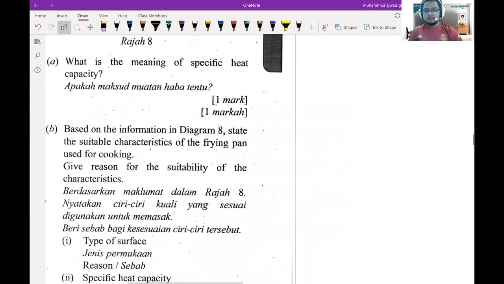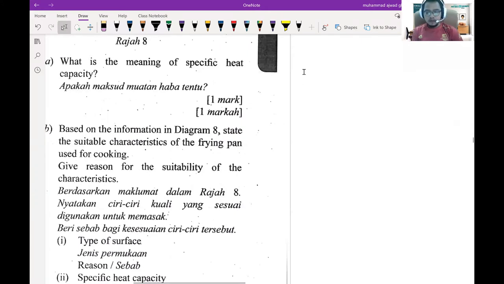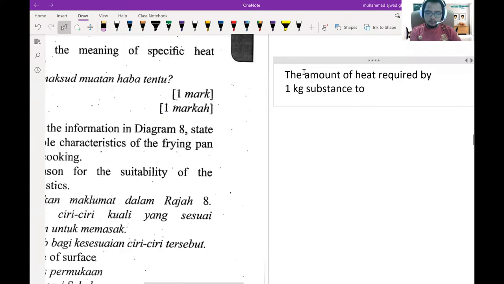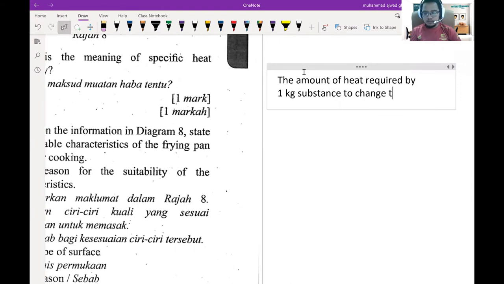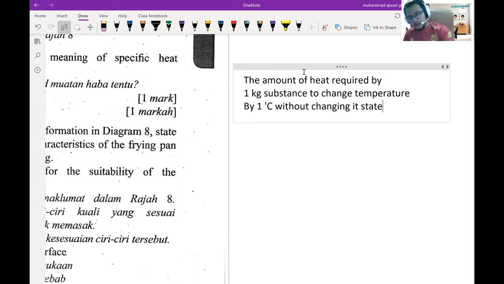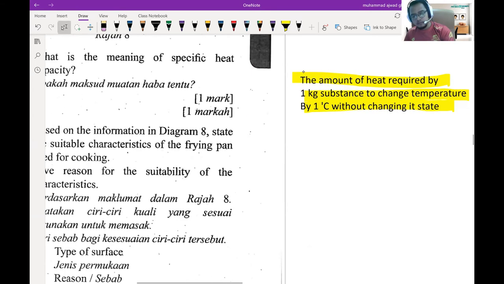Okay, dah. So, what is the meaning of specific heat capacity? Apa maksud dia? Maksud dia, the amount of heat required by one, jangan lupa, 1 kg substance to change temperature. Change temperature maksudnya sama ada increase or decrease, eh? Sama ada dia naik ataupun turun. Change temperature by 1 degree Celsius without changing its state. Okay, so this is the meaning of specific heat capacity. Tu maksud dia.